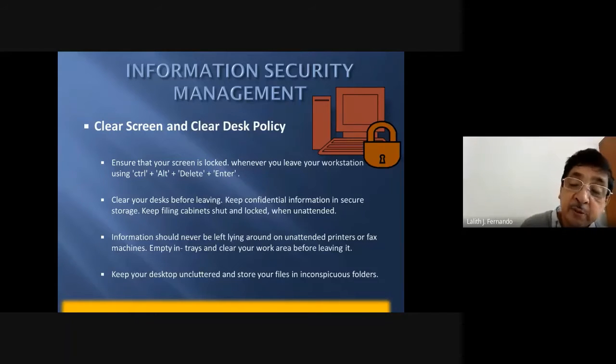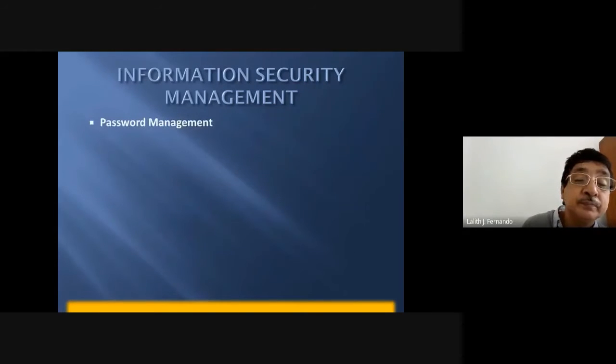Now, the files are to be stored in folders. Desktop, I have seen in many cases, if you get a desktop and you feel that it's rattling, icons are all over the desktop. That is not a good way. So you need to keep the files in a folder. Then we can start with password management.